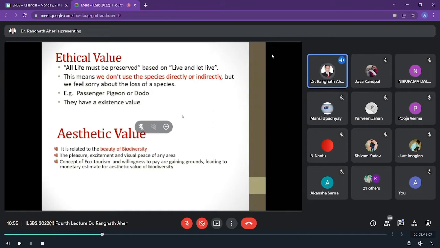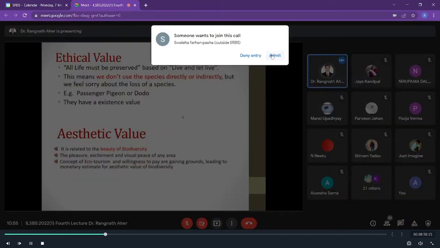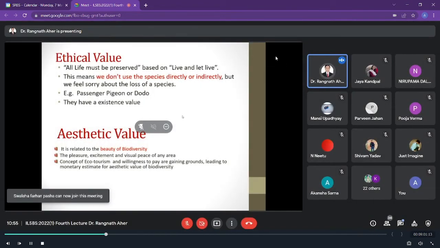Next one is the aesthetic value. It is related to the beauty of biodiversity. You can see throughout the world, the biodiversity increases the beauty of nature, beauty of a particular area, beauty of a particular state or the country or the region. It is called the aesthetic value. The pleasure, the excitement, and visual feast of any area, it is the aesthetic value of the biodiversity. Concept of ecotourism and willingness to pay are gaining ground, leading to monetary estimate for aesthetic value of biodiversity.